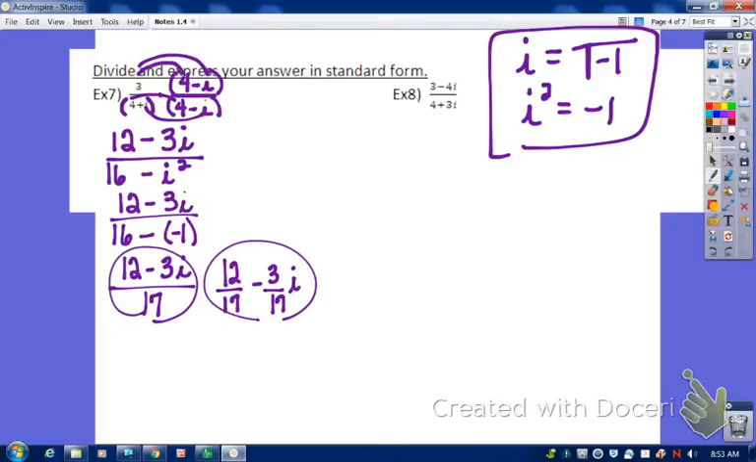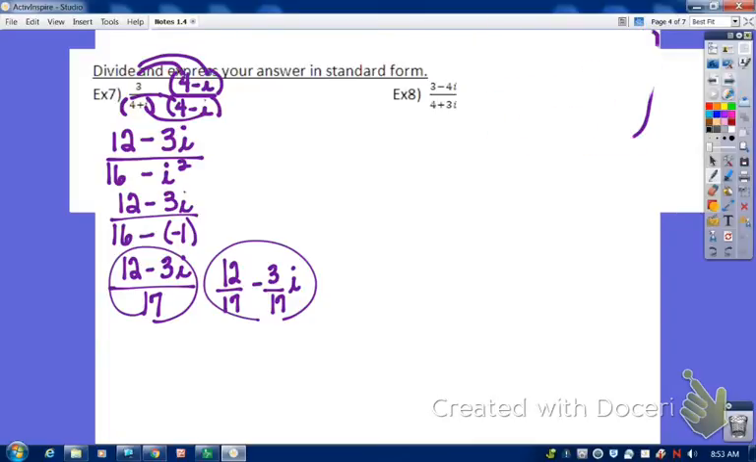All right, example 8. What are we going to multiply by? 4 minus 3i. All right, y'all got the hang of this. Y'all could teach this lesson, right? All right, we're going to multiply the top and the bottom by 4 minus 3i. So the top, I have a binomial times a binomial. Are those special? They're not special. They're not conjugates. Okay? So you have to multiply 4 times in your numerators.